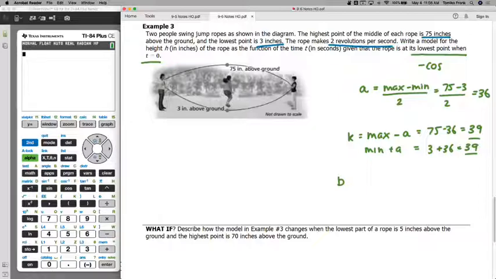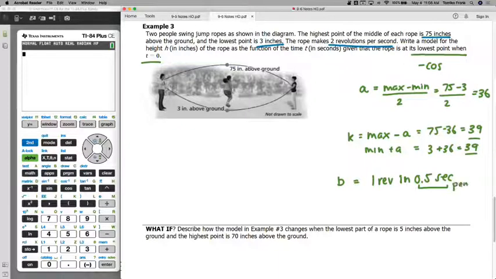Okay, here's what we were told. I underlined it: 2 revolutions per second. The rope makes 2 revolutions per second. So we can infer that we make 1 revolution in 0.5 seconds. So that is our period. Our period is 0.5 seconds. 1 revolution happens in 0.5 seconds.